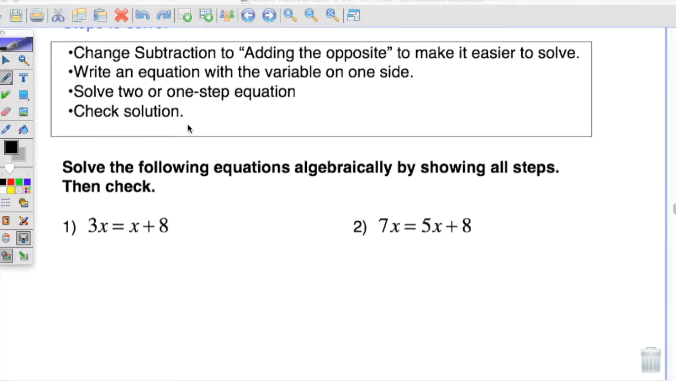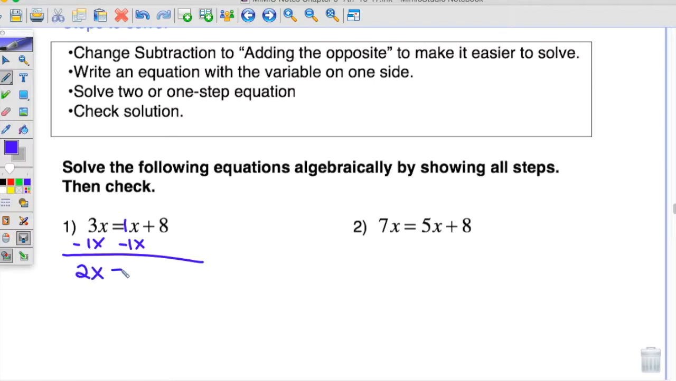So we're going to solve the following equations algebraically by showing all steps, then check. On the first problem, we have 3x is equal to x plus 8. Whenever you have a problem with unequal terms on each side, we have one term on the left and two on the right, you always want to get rid of the term that is not by itself. So we want to subtract x on both sides. We can also put a 1 in front of that x, so we're really subtracting 1x on both sides. On the left, we have 2x is equal to, and the 1x minus x becomes 0, and we're left with 8. Now we're solving the one-step equation. We're going to get the x by itself, so we divide both sides by 2, so x is equal to 4.